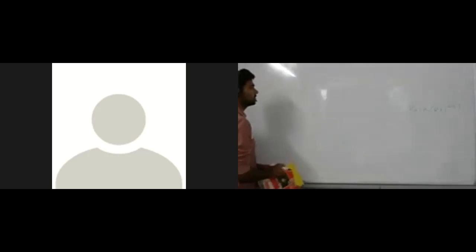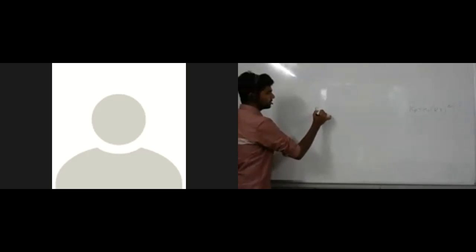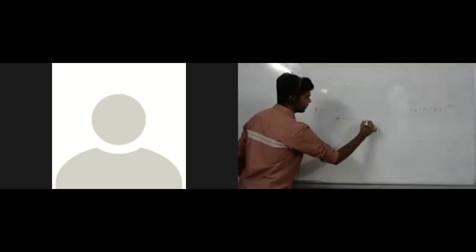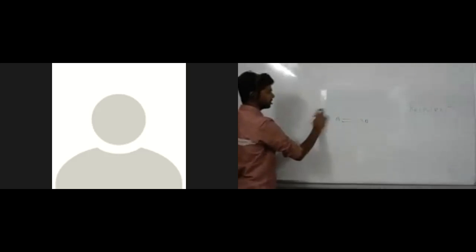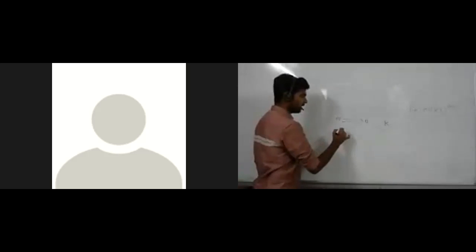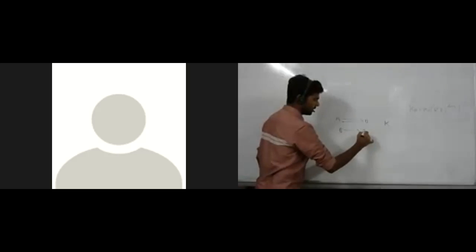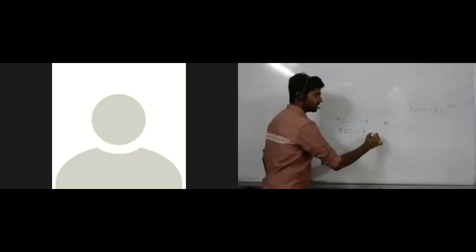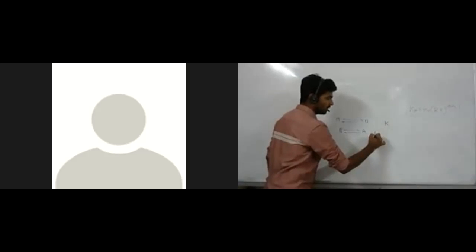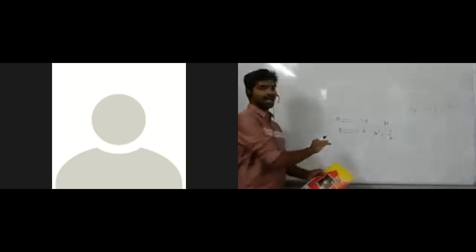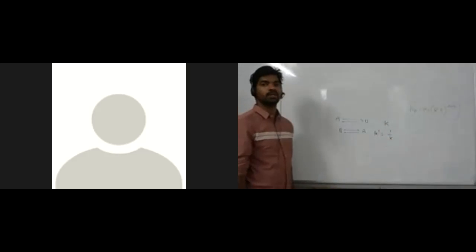Now, suppose this is the reaction A to B. K is the equilibrium constant. Suppose you reverse the reaction, and write B to A instead of A to B. Here, if you reverse the reaction, then the new equilibrium constant, K dash, becomes 1 by K. So if you reverse the reaction, the equilibrium constant becomes inverse.